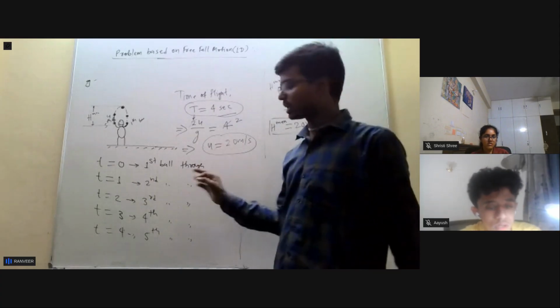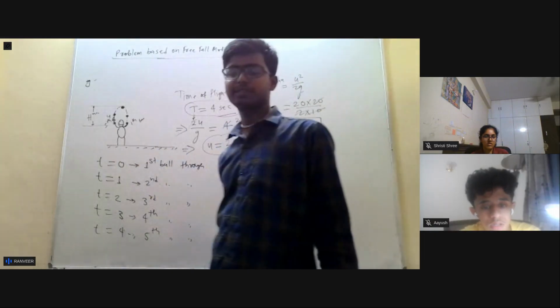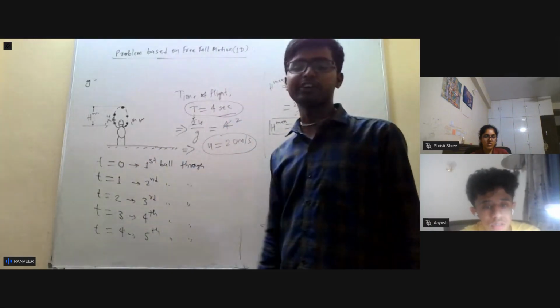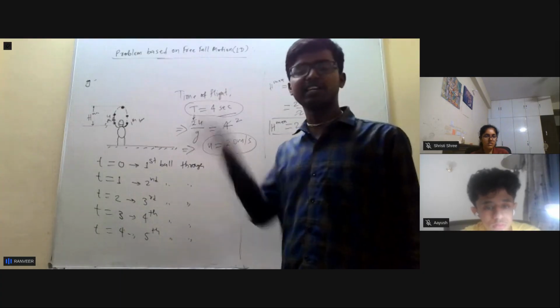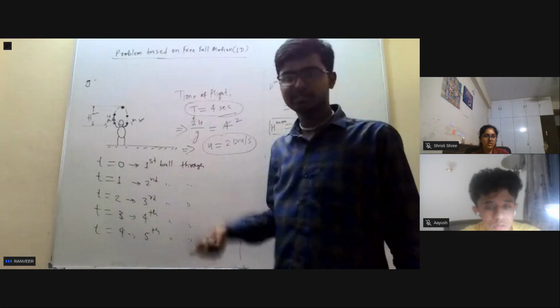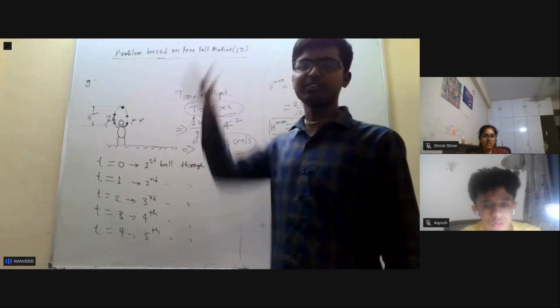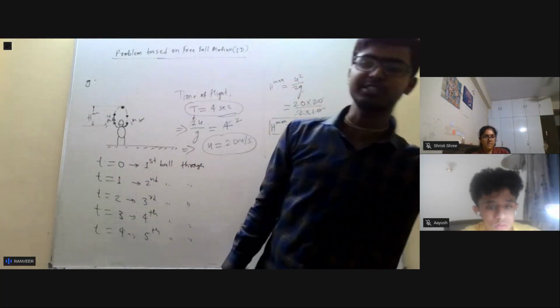So the most crucial point is here: what is the time of flight? If you know the time of flight, you can calculate the speed at which he is throwing every time. And if you know the speed, then obviously you can calculate the maximum height, u square upon 2g.